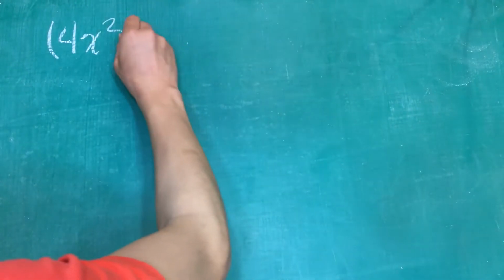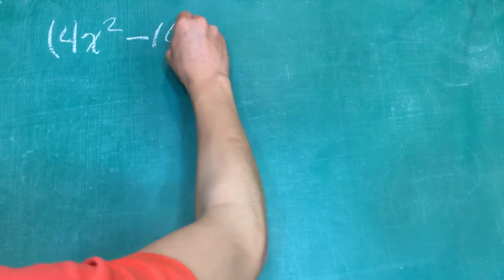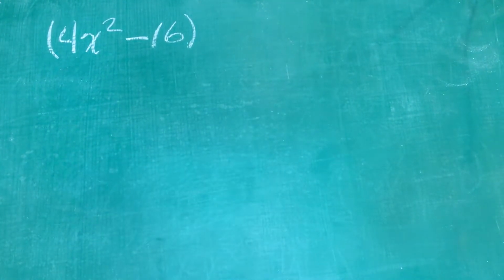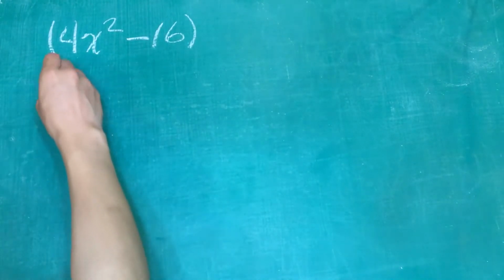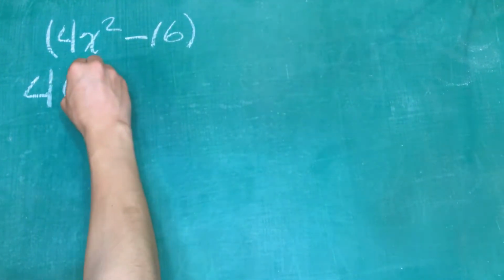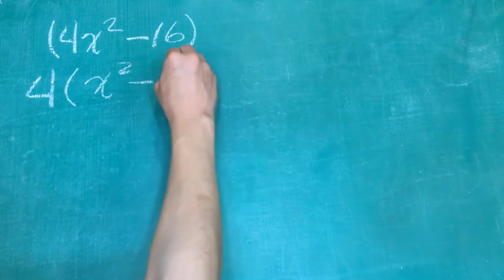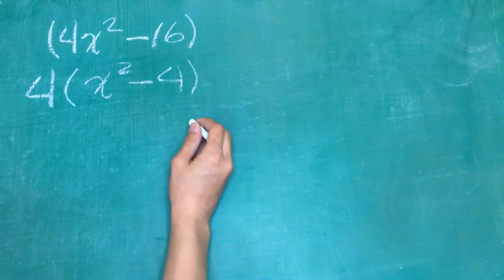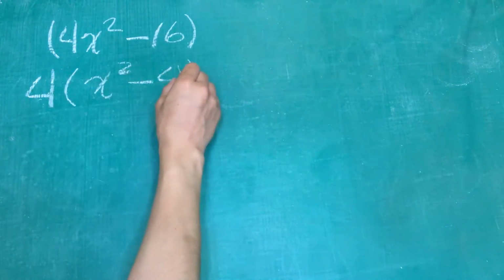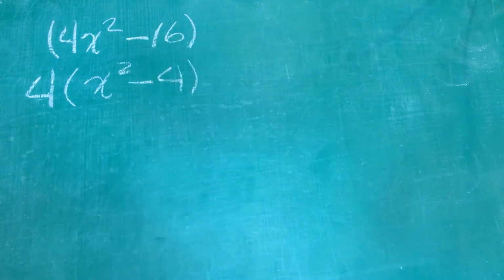Now, for our second problem, we're going to have 4x squared minus 16. The reason why this is a medium problem is because we're going to have to factor out a 4 from our expression. How do we do that? Well, we simply divide out a 4 from the entire expression, which is going to look something like this. 4 times x squared minus 4. And if we multiply, 4 times x squared gives us 4x squared. 4 times negative 4 gives us negative 16.